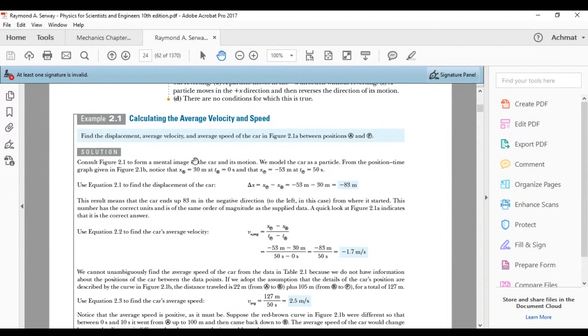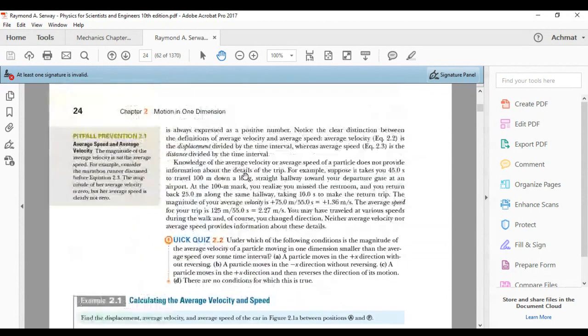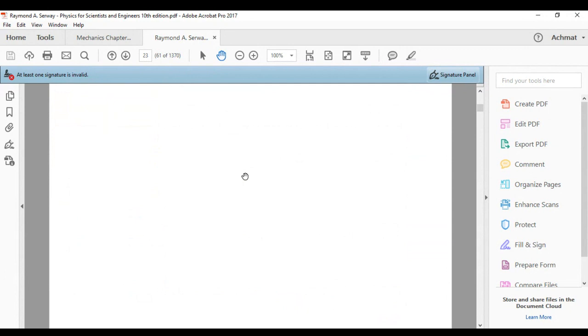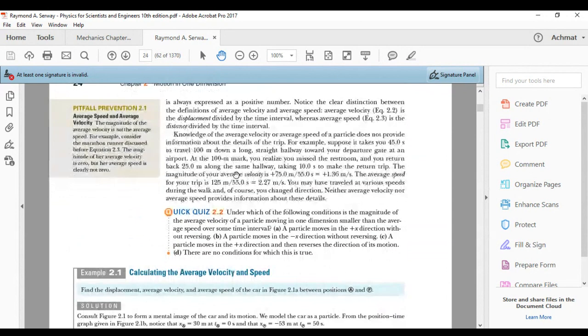So what do they say? Find the displacement, the average velocity, and the average speed for the car in figure 2.1a. That is between positions A and F. Now where is it? I suppose we can't look for this now in our notes. This is a figure in our notes, but this textbook speaks about figure 2.1a in the textbook. Let's go back to that and see where that is. Oh my, what's happening here now?